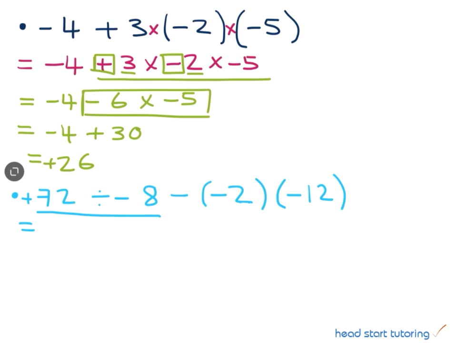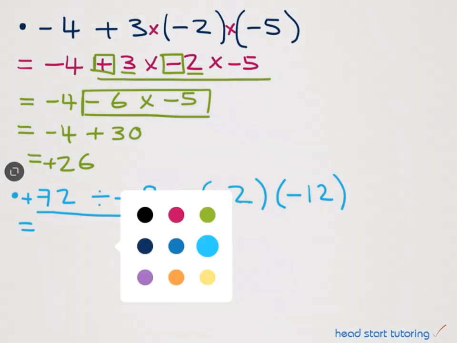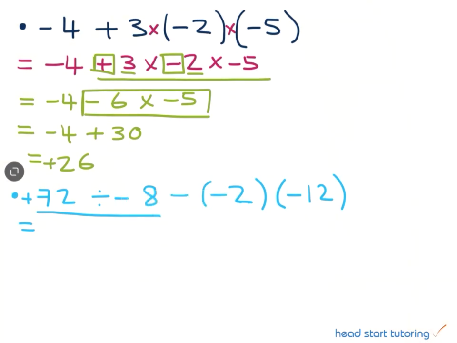A positive divided by a negative gives us a negative. So we write down our negative, and then we say 72 divided by 8, which gives us an answer of 9. So we have now done that, and we are now going to say negative 1. Remember, there's an imaginary 1 there if there is no number in between the sign and the brackets. So negative 1 multiplied by negative 2 multiplied by negative 12.